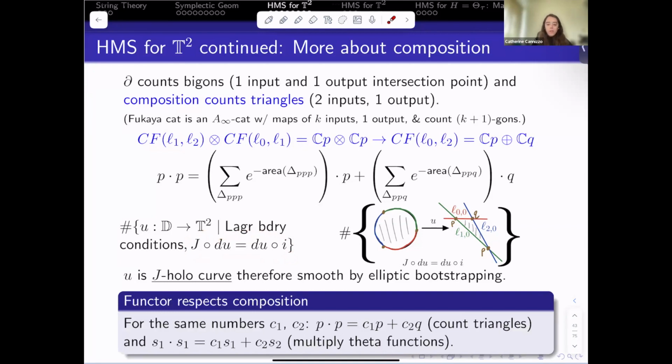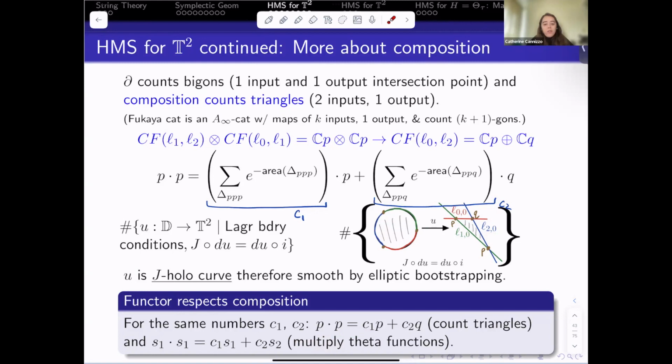Okay, so the kind of conclusion of this is, if you multiply 2 intersection points, you count the triangles, you have this coefficient C1 times P, and then you have the second one, C2. When you multiply 2 theta functions, these infinite series, and you look at what is the coefficient on the 2 theta functions S1 and S2 that form the basis of sections of the line bundle of degree 2, it's the same C1 and C2 showing up. So that's what I mean by respects composition. If you multiply these two and then you apply the functor here, it's the same as if you applied the functor first and then multiply them together.